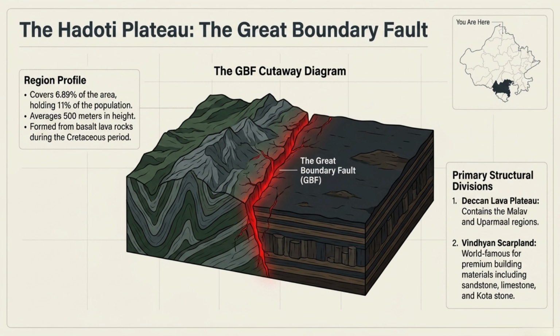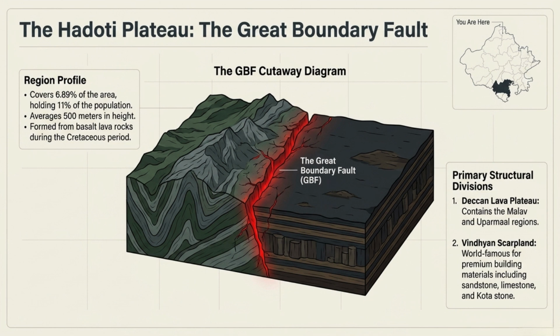Finally, we arrive in the southeast corner, the Hadoti Plateau. Averaging 500 meters in height, it covers 6.89% of the state and holds 11% of the population. Geologically, it was formed from basalt lava rocks during the Cretaceous period and is sliced by a massive structural anomaly called the Great Boundary Fault.